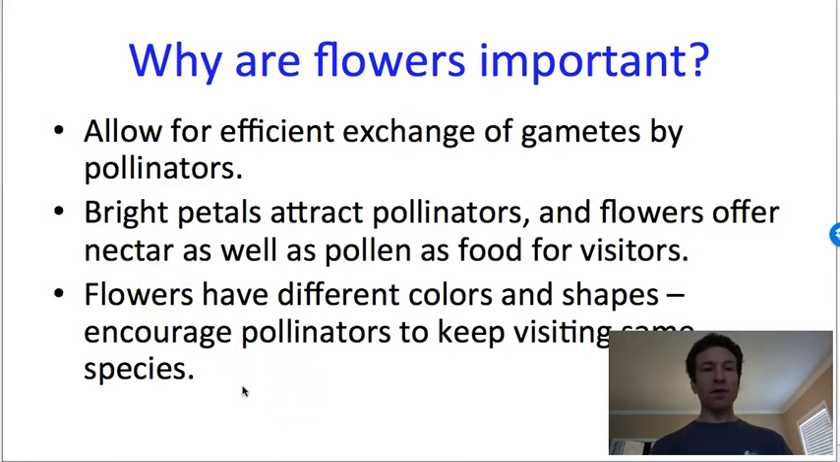So because the angiosperms are much more specific in being able to spread pollen, they are more successful and they've had more opportunities to evolve lots of different species.